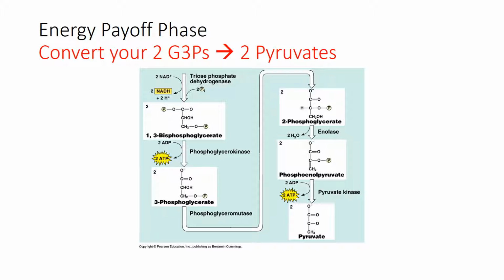So what do we get at the end of glycolysis? Well, we're going to produce 2 NADHs, which will become important later, and we're going to produce a total of 4 ATPs. But remember, we had to invest 2 ATPs, so our net gain of energy from this whole process of glycolysis is going to be 2 ATPs and 2 NADHs.